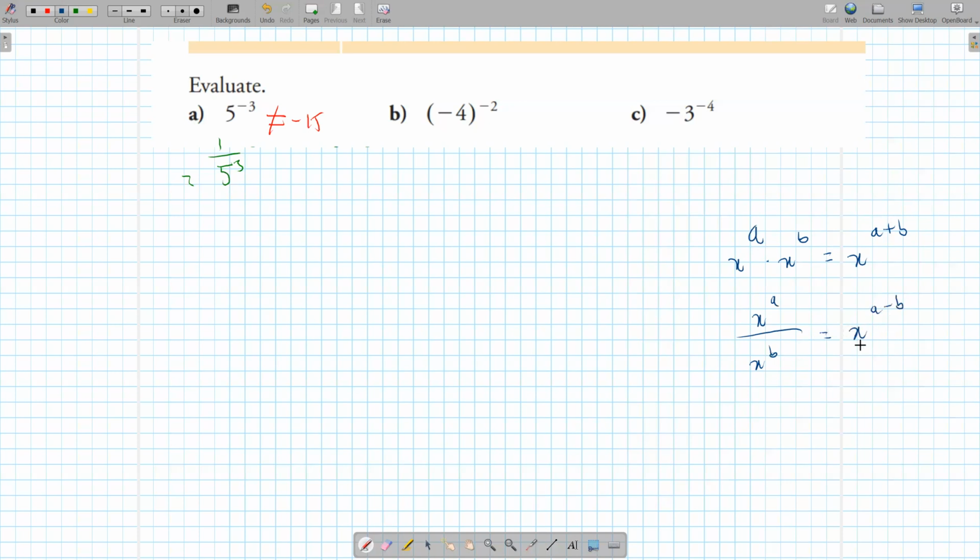And then you can have this one as well, x to the power of a to the power of k. What do you do in this case? You just multiply the exponents together. For example, 2 to the 3 times 4 would be 2 to the power of 12. Okay?